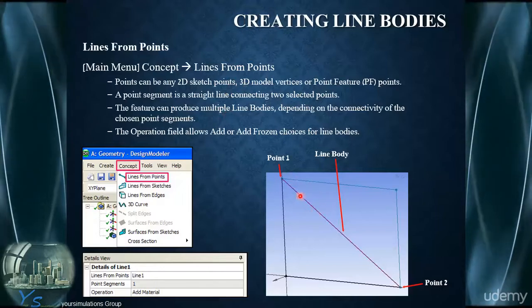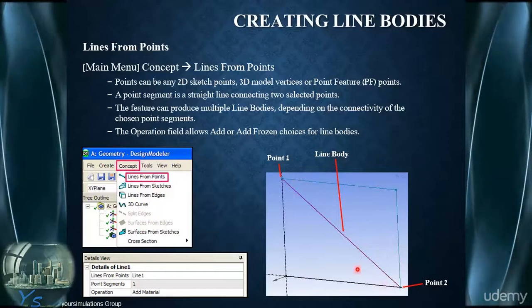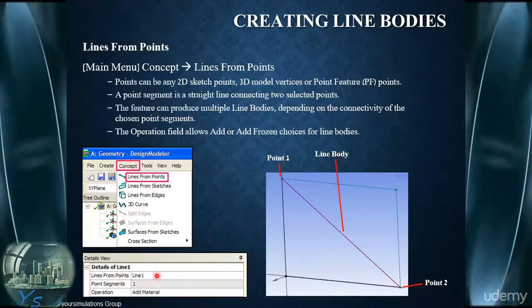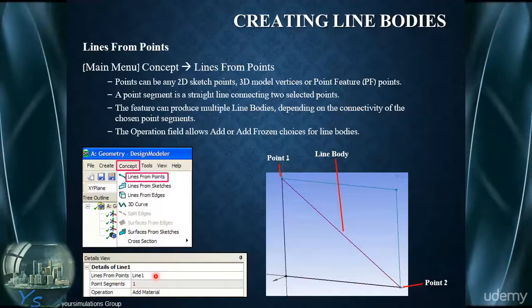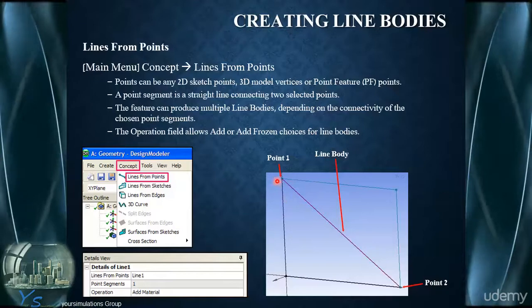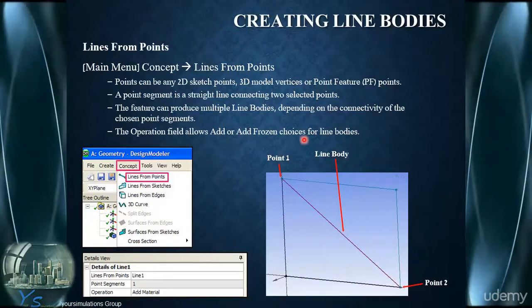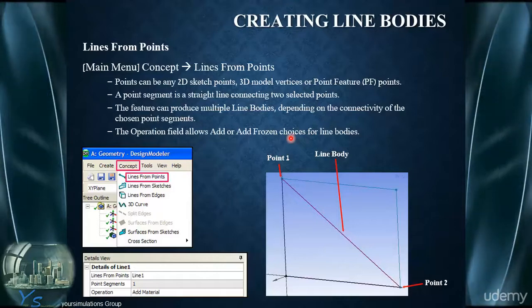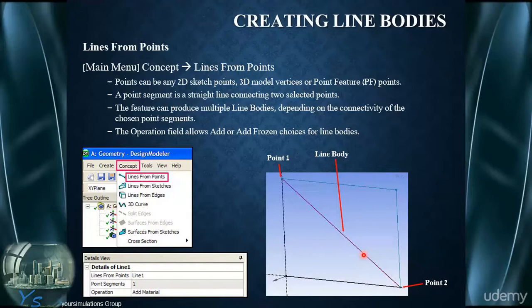So what we can do is we can identify those particular points. In this case we have point 1 and point 2. They are listed down in the details view of the lines from points operation. And once we click apply, we can then create that new line body, and that can be listed as either material or frozen type, as described in the previous lecture. Here we can see the operation is to add material, so we're adding this as material.